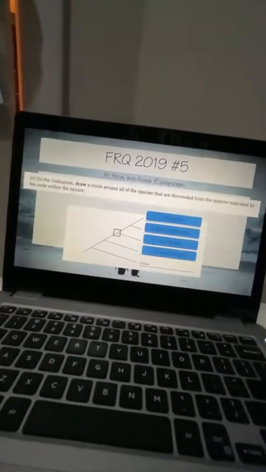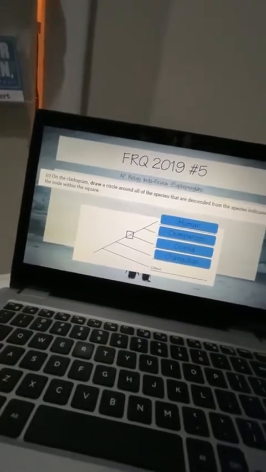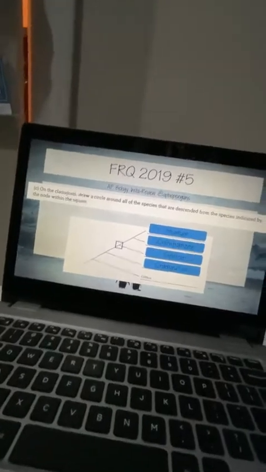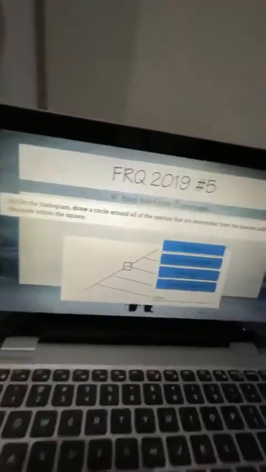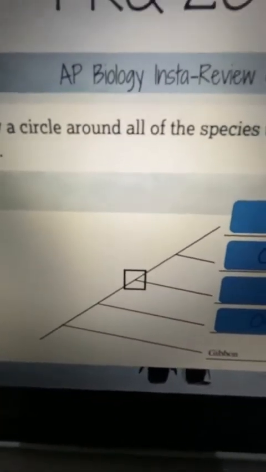So the next thing we have is on the cladogram, draw a circle around the species that are descended from the species indicated by the node in the square. So right here, sorry y'all, right here, we have a little box, and they want to know which ones are descended.